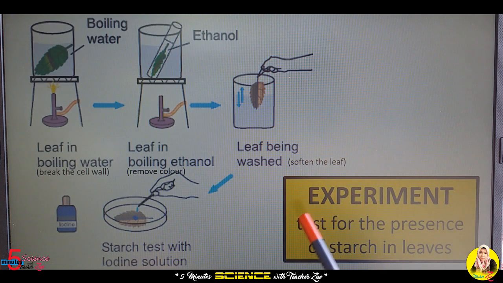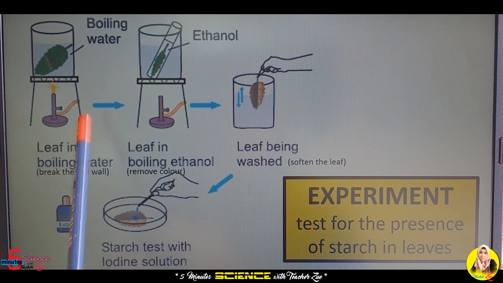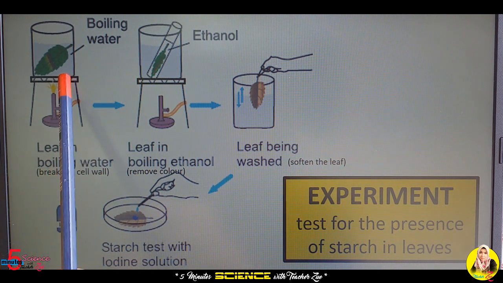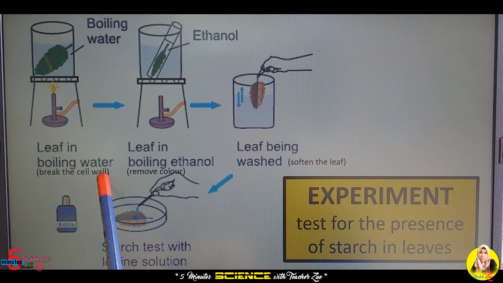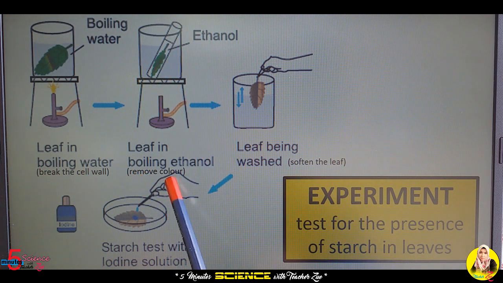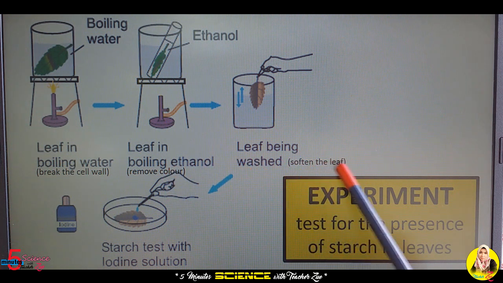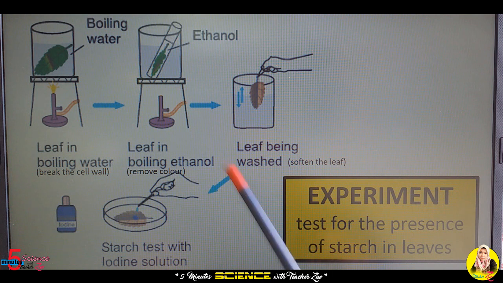This is the example of experiment to test for the presence of starch in leaves. Starch comes from glucose. Okay, we start with boiling the water. Leaf put in the boiling water to break the cell wall. After that, we put the leaf in boiling ethanol. Ethanol is an alcohol to remove the color of the leaf. Third, leaf being washed to soften the leaf. And the last one, we do the starch test with iodine solution.